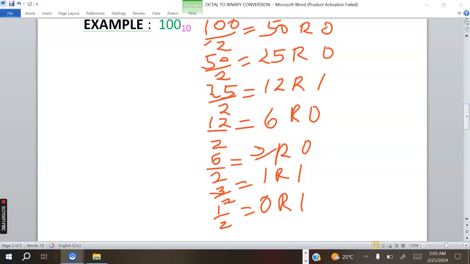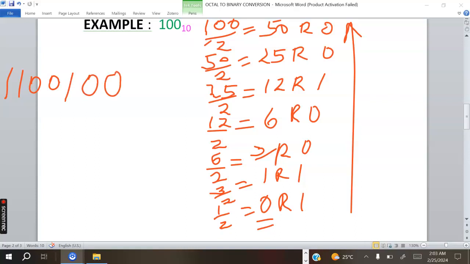Remember, whenever you get the quotient being 0, that is the end of your calculation. So our quotient now is 0. Having done that, the next step is to read your remainders upward. I usually prefer to use an arrow to give me a rough idea on how to get the answer. So you write your answer: 1, 1, 0, 0, 1, 0, 0, base 2. Remember, for a binary number, you must have 2 as the base.